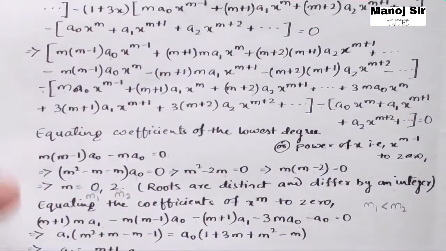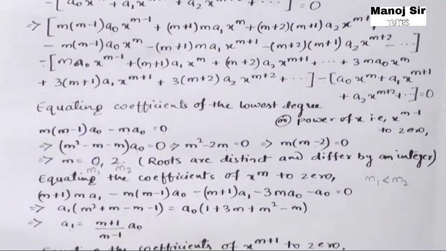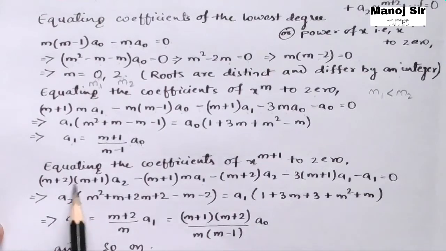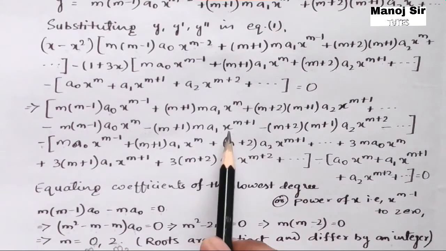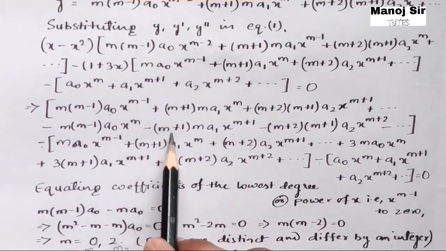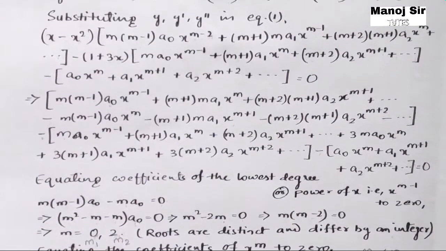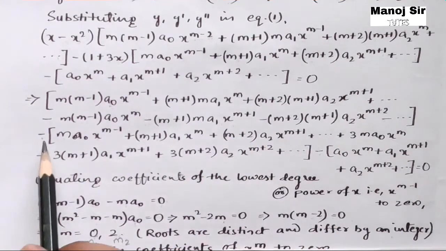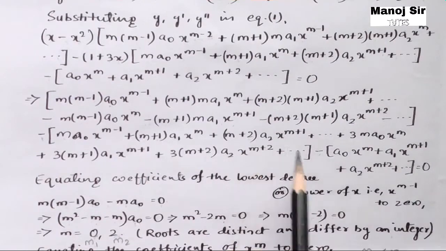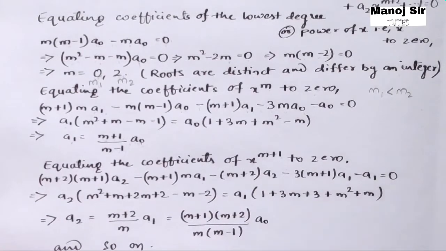Similarly, we will equate the coefficient of x to the power m plus 1 to 0. If you see the coefficient of x to the power m plus 1, that is (m plus 2) into (m plus 1) into a2. Again, the coefficient will be minus of (m plus 1) into m into a1. Now again search for the coefficient of x to the power m plus 1. With negative sign we can write (m plus 2) into a2.